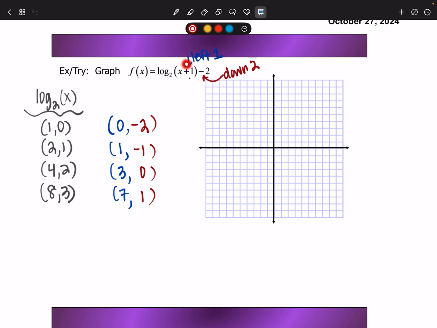Let me show you this. X plus 1 equals 0. X equals -1. That's our vertical asymptote. So our vertical asymptote is at x equals -1.